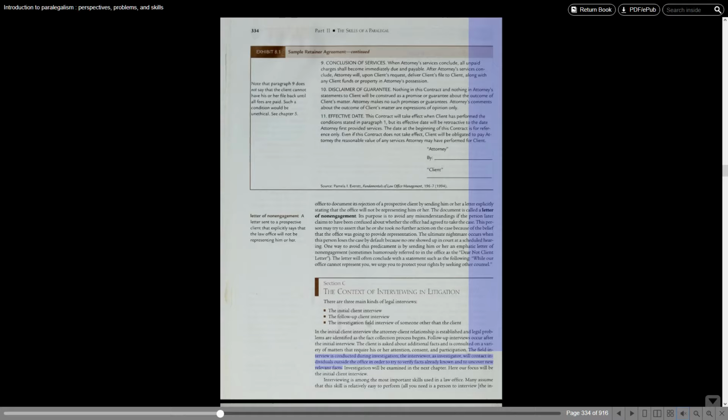The field interview is conducted during investigation. The interviewer, as investigator, will contact individuals outside the office in order to try to verify facts already known and to uncover new relevant facts. Investigation will be examined in the next chapter. Here our focus will be the initial client interview.